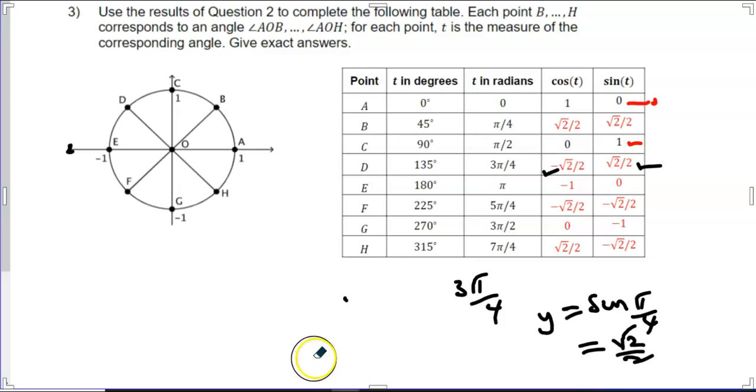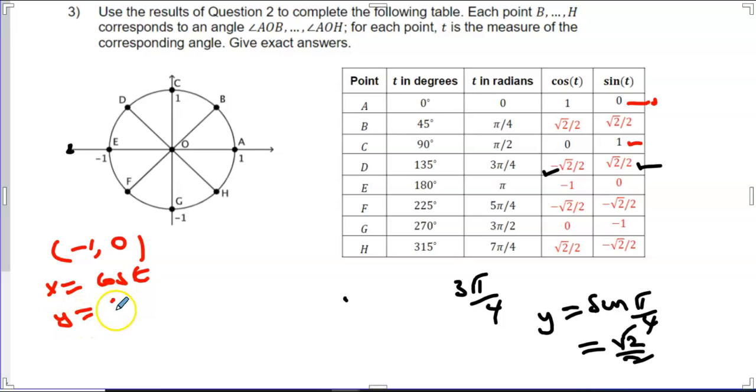When you go to the point E, the point E is lying on the horizontal. And look at it, our coordinates there are x is -1 and y is 0. It's lying exactly on the x-axis. And remember that x is equal to cosine t and y is equal to sine t. Now this whole angle is going to be equal to 180 degrees, or pi.